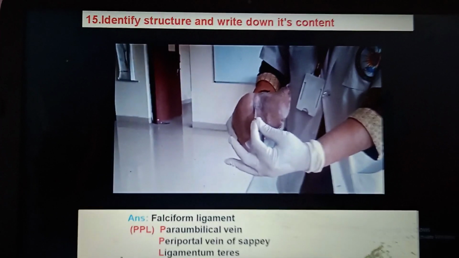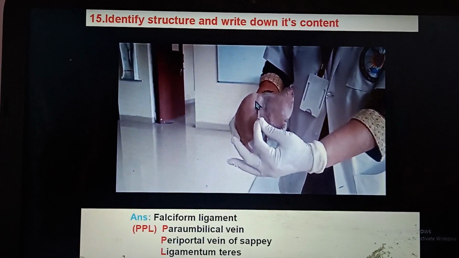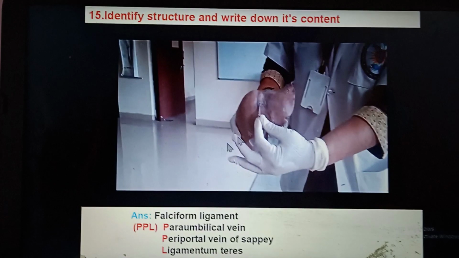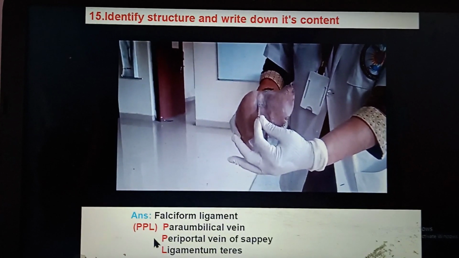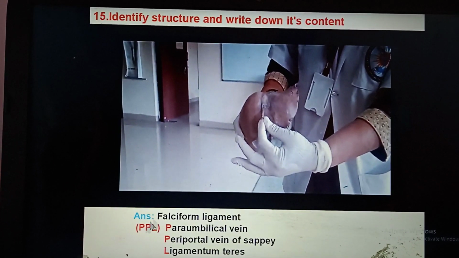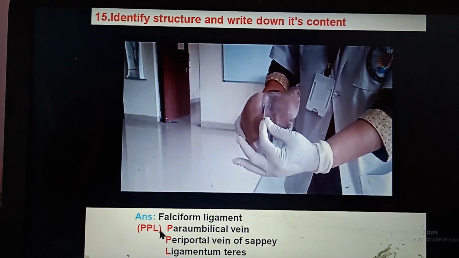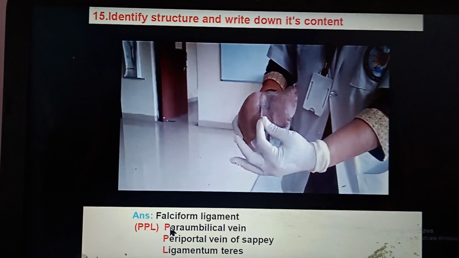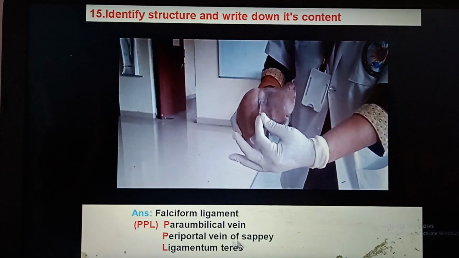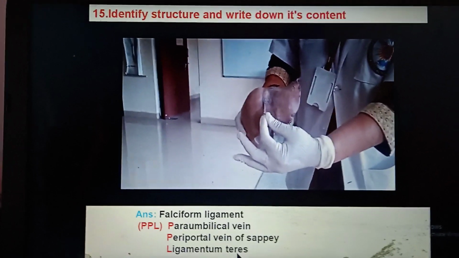Identify the structure and write down its contents. This is the falciform ligament, and its contents are PIPL: paraumbilical vein, periportal veins of Sappey and ligamentum teres.